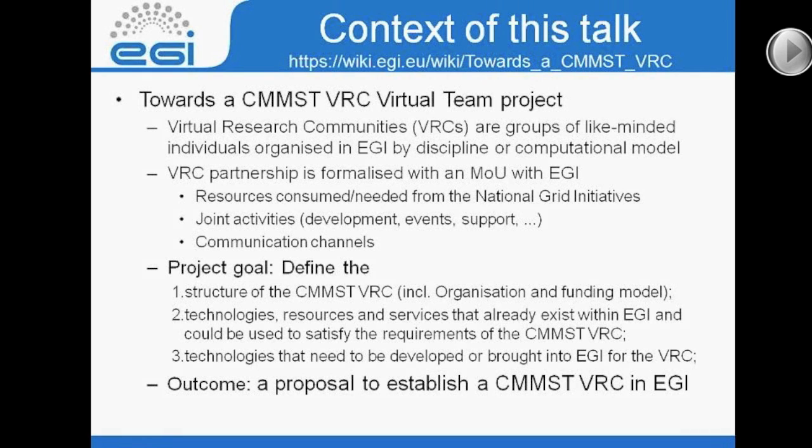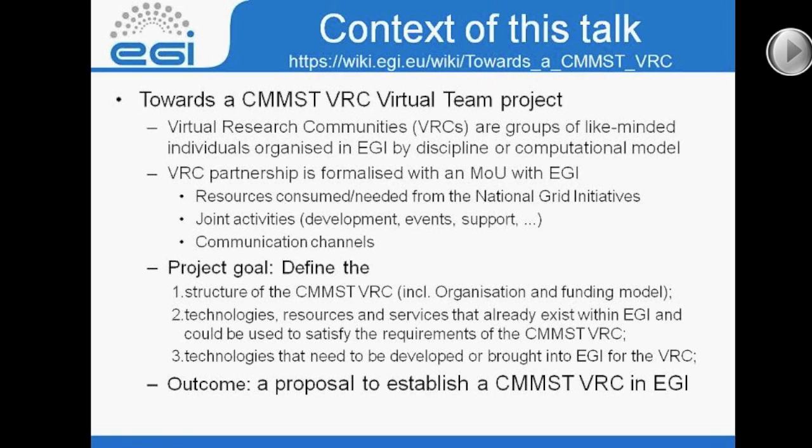In this virtual team project, we try to define the structure of such a virtual research community in the computational chemistry and material sciences domain, and that means that we need to define the structure, the organization and funding model structure for the VRC itself, how that VRC links to the community, to the EGI community, the named contact points.